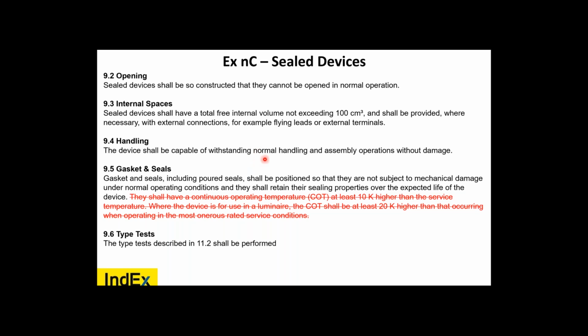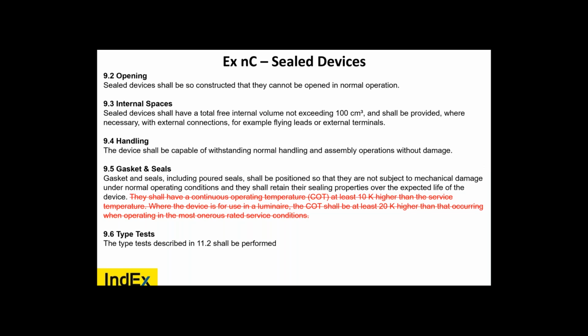So what are we talking about? Well, usually EXNC sealed devices will just have a fly lead, which then you'll go to another, let's say EXEC junction box to make your terminations in. So this would probably be an instrument or a solenoid valve. Now, gaskets and seals, including poured seals, shall be positioned where they're not exposed to mechanical damage. Basically, they have to maintain their sealing properties over the expected life of the device. There are type tests involved.